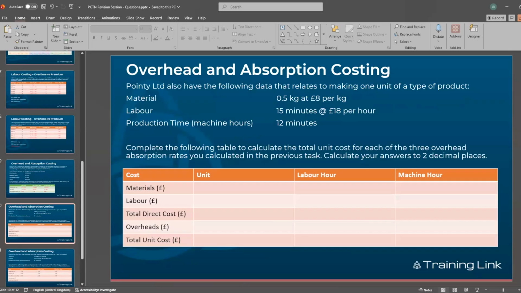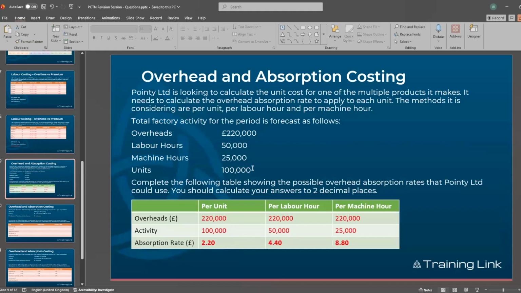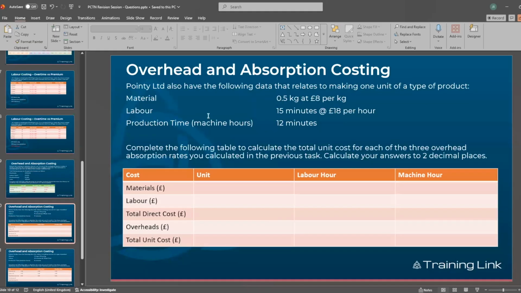perfect. Because then what happens is we have our product information. All we've done here is work out an absorption rate based on budgeted information. In this case, Pointer Limited also have the following data that relates to making one unit of a type of product. In terms of materials, for one unit, we need half a kilogram at £8 per kilogram. It's going to take 15 minutes to make at a rate of £18 per labour hour, and it will also go through a production process with machine hours, and it will take 12 minutes.